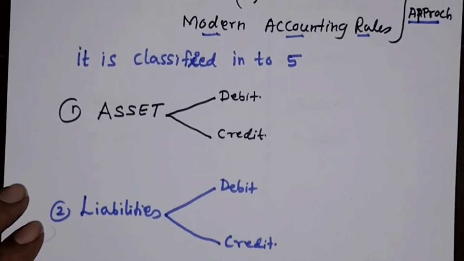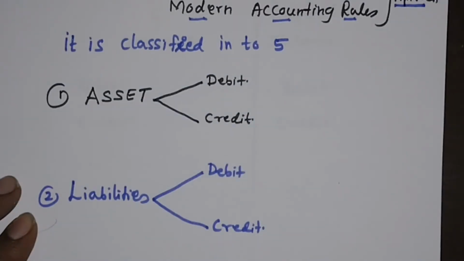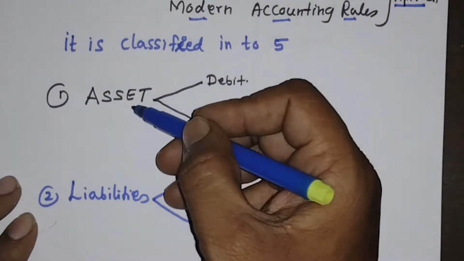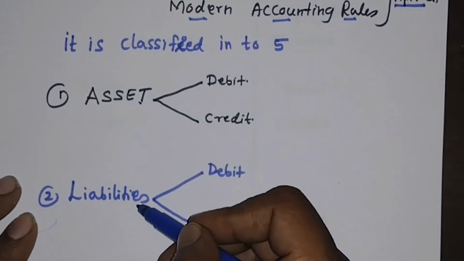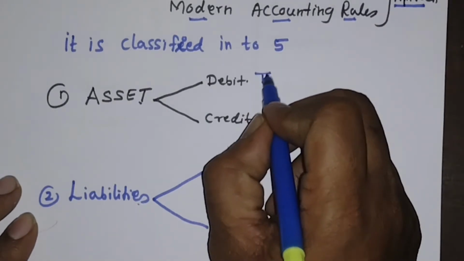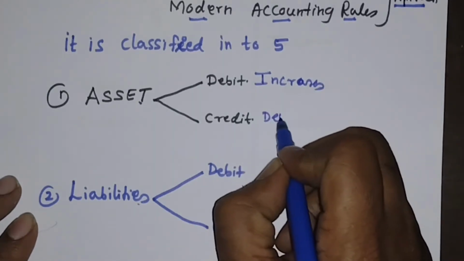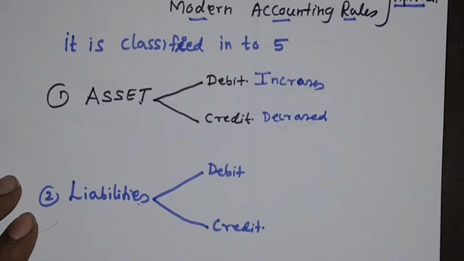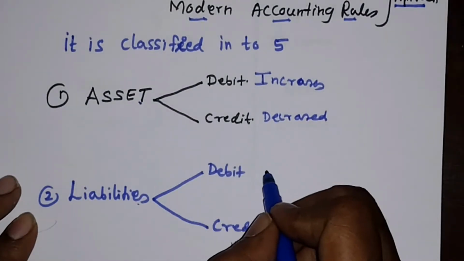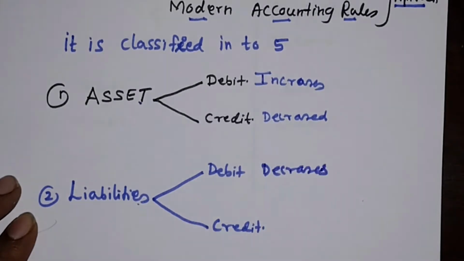The rules we are going to see for asset are very simple to remember. Let us remember them as opposite cases. Asset, the opposite is liabilities. In terms of asset, debit increases, credit decreases. In terms of liabilities, debit decreases and credit increases. What is the logic behind this?